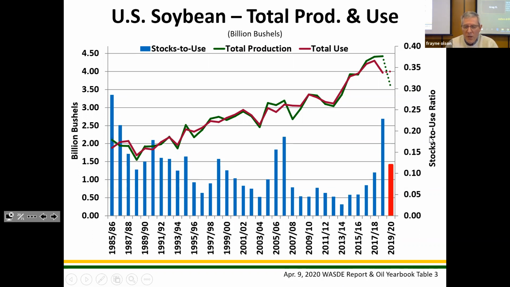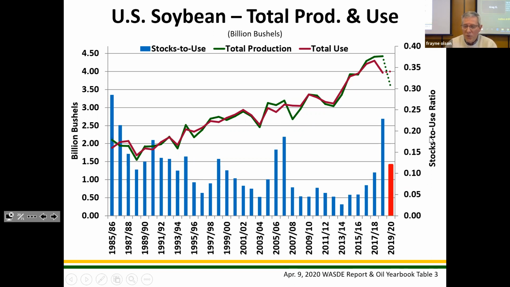I want you to focus on those blue bars on the bottom. This is carryover stocks as a percent of use, so this is our stocks-to-use ratio. If we take our ending stocks divided by total usage, what percent of our total needs are we going to have in reserve in case there's a problem in 2020? Now, notice 2018, 2019, last year's numbers were extremely high. Again, not record high, but very close to record high.